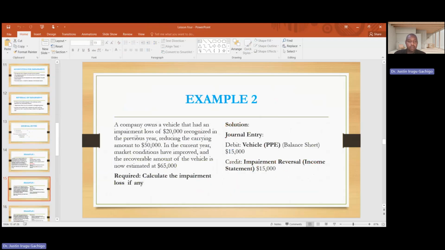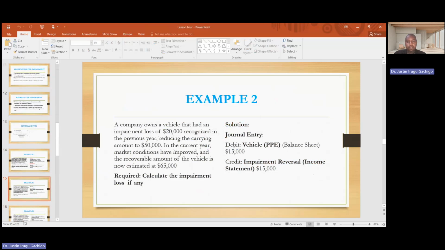Example 2. A company owns a vehicle that had an impairment loss of $20,000 recognized in the previous year, reducing the carrying amount to $50,000. In the current year, market conditions have improved, and the recoverable amount of the vehicle is now estimated at $65,000. You are required to calculate the impairment loss, if any.